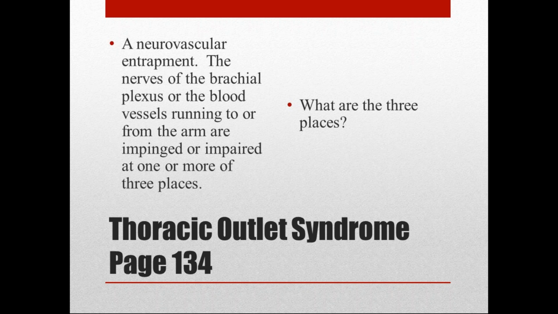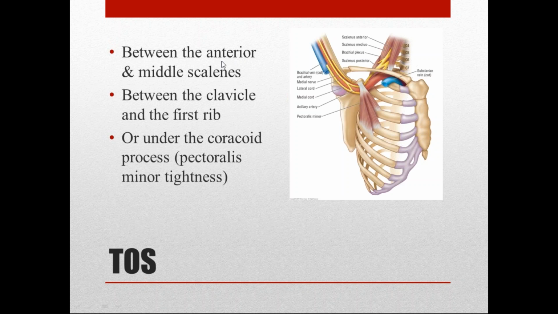One more, there's 3. No, not the elbow, the clavicle. Yeah. Okay, so the anterior middle scalenes between the clavicle and the first rib. Okay, it's a pretty tight area right there. And then under the coracoid process, which, you know, that's the pec minor. Most often, for me, what I've seen, it's either the scalenes or the pec minor.